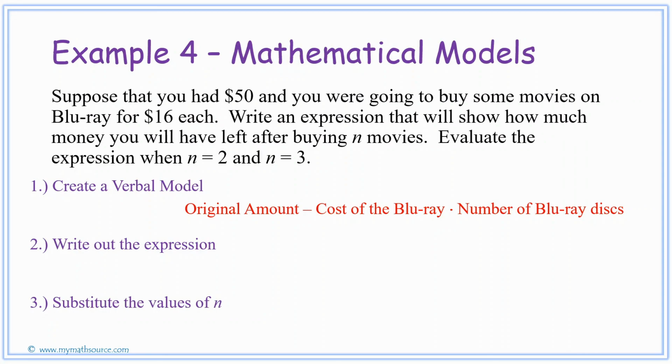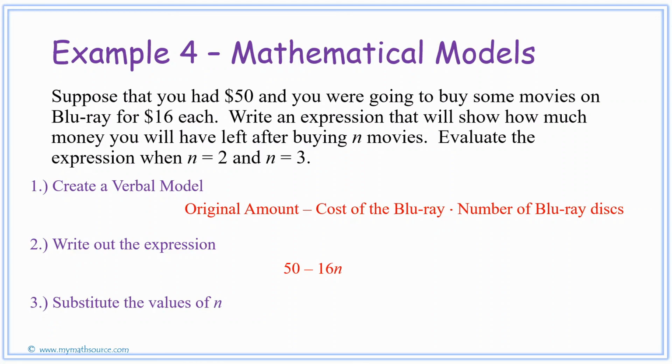Now, once I do that, I simply write out the expression by labeling each of those verbal statements with either the number or with a variable. So the original amount will be $50. The cost of the Blu-ray 16, and I don't know the number of Blu-ray discs, so I will use N. So 50 is the original amount, 16 the cost of the Blu-ray, N represents the number of Blu-ray discs. Now you can use any variable that you want. You could have used B for Blu-ray, D for disc. We use here N for number, as that's most times the popular variable to use in scenarios like this, and also X.